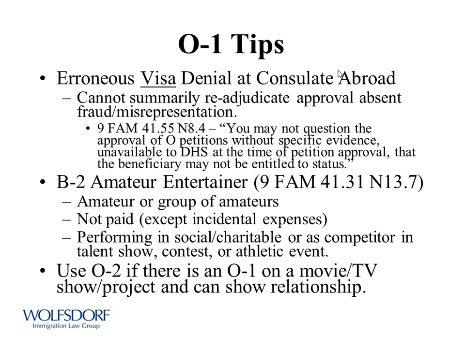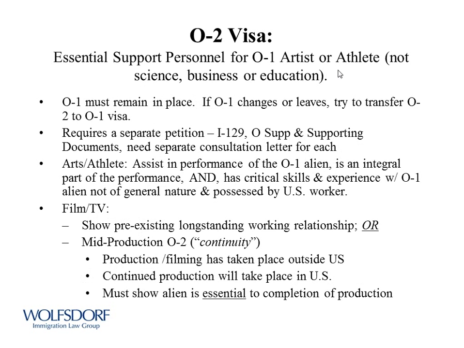Likewise, if you're a production company, you can link a lot of O2s to an O1, provided that you show several criteria, essential support. So the O1 has to be in place, and something else to note, the O2 is tied specifically to that O1. So if for any reason the O1 person leaves or files for a green card or changes status or something else, the O2s that were linked to that go away, and they'd have to file their own petition.